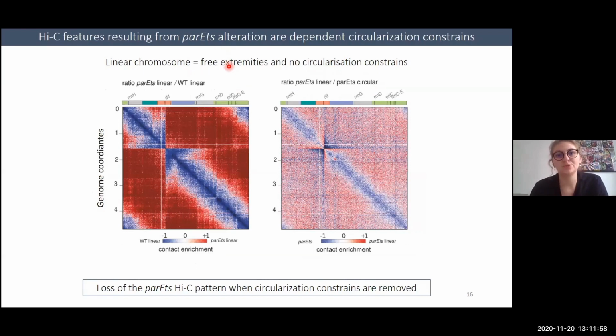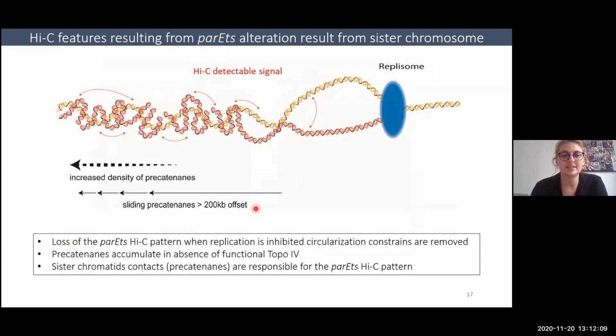In a linear chromosome, so when you have free extremities and no circularization constraint, we also lose the PAR-ETS Hi-C patterns. So since we lose the PAR-ETS Hi-C patterns when replication is omitted or when circularization constraints are removed, we hypothesize that the Hi-C signal we detect comes from precatenanes, so from the entanglement of sister chromatids. Indeed, in a Topo IV mutant, as I said, you accumulate precatenanes, and this will be the defining signal of the butterfly wings and the increase along the diagonal.